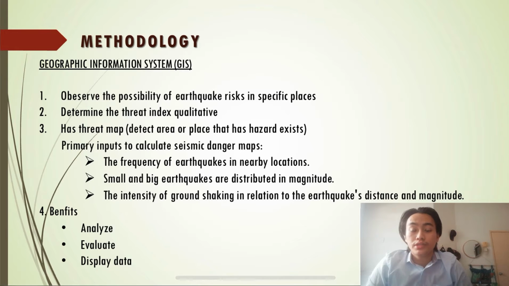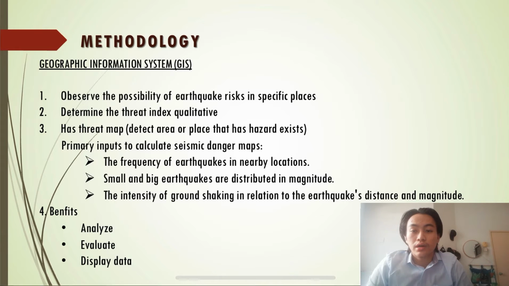For the methodology, the application that we choose is GIS, that stands for Geographic Information System. Its function is to observe the possibility of earthquake risk in the specific places.